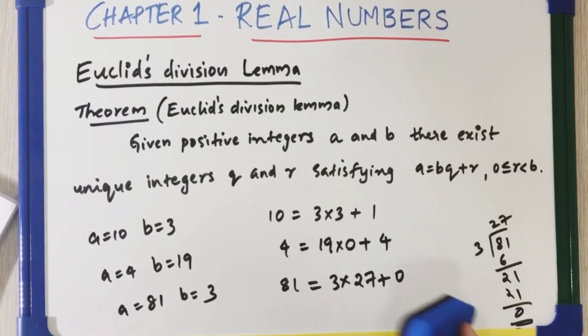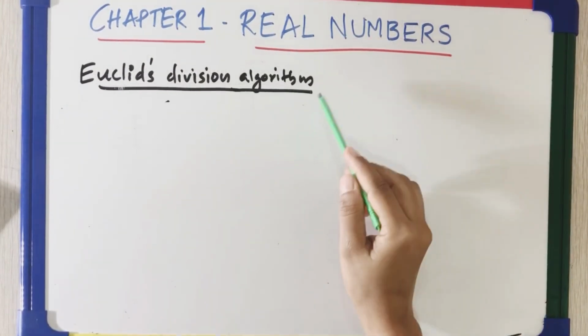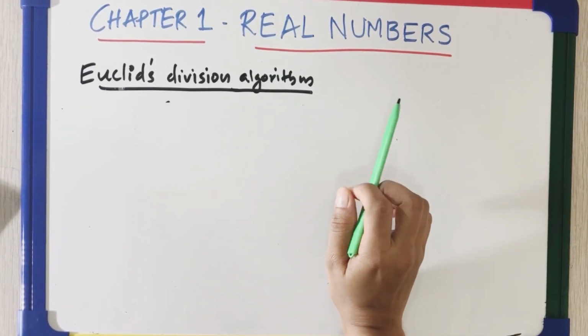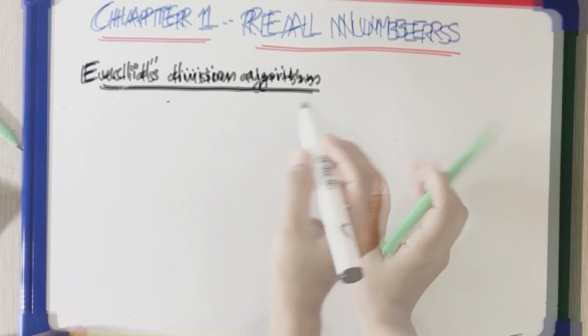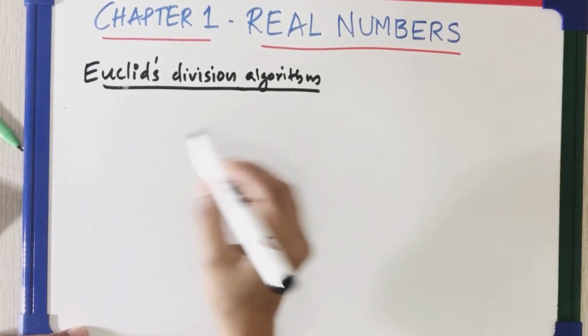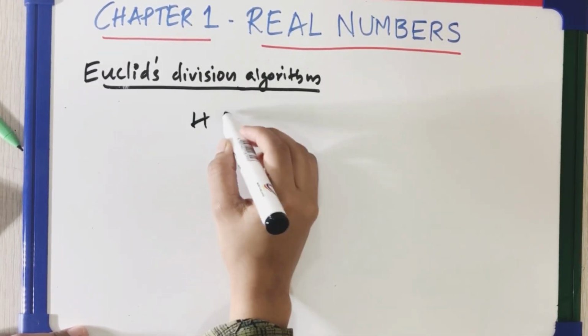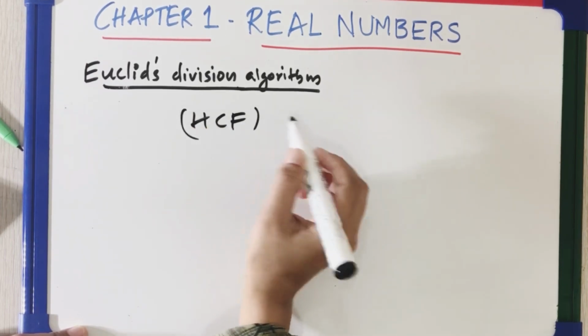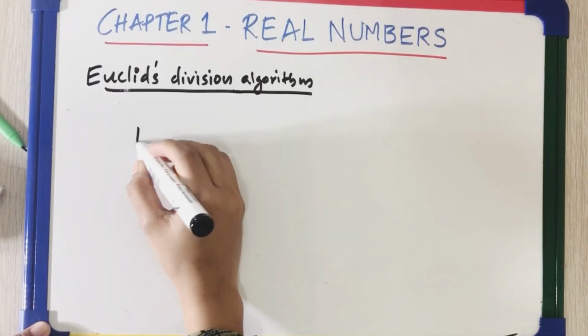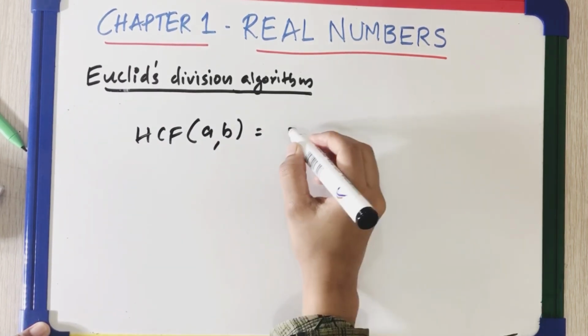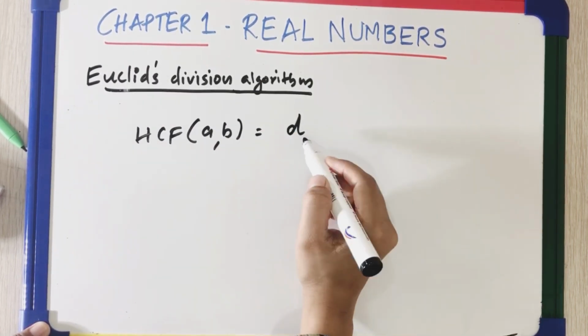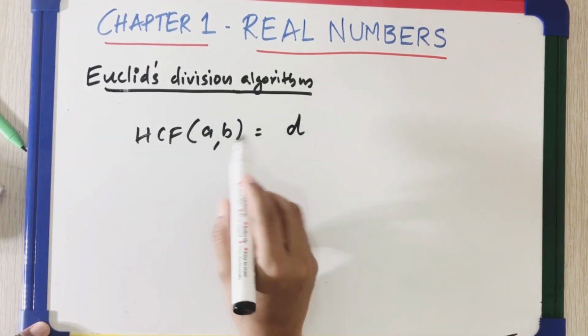Then we can go to the division algorithm. An algorithm is a series of steps which gives a procedure for solving a type of problem. Euclid's division algorithm is a technique to compute the highest common factor of two positive integers. As you know, the highest common factor of two positive integers a and b is the largest positive integer that divides both a and b.